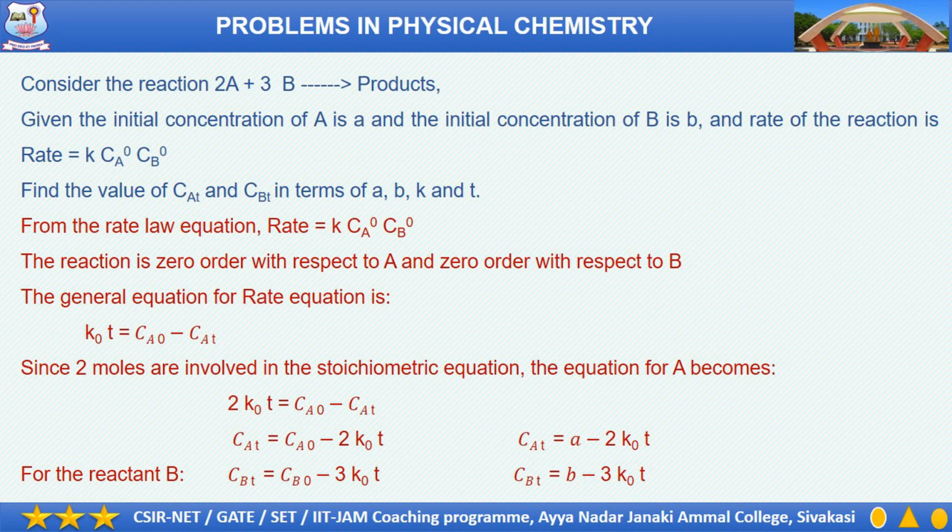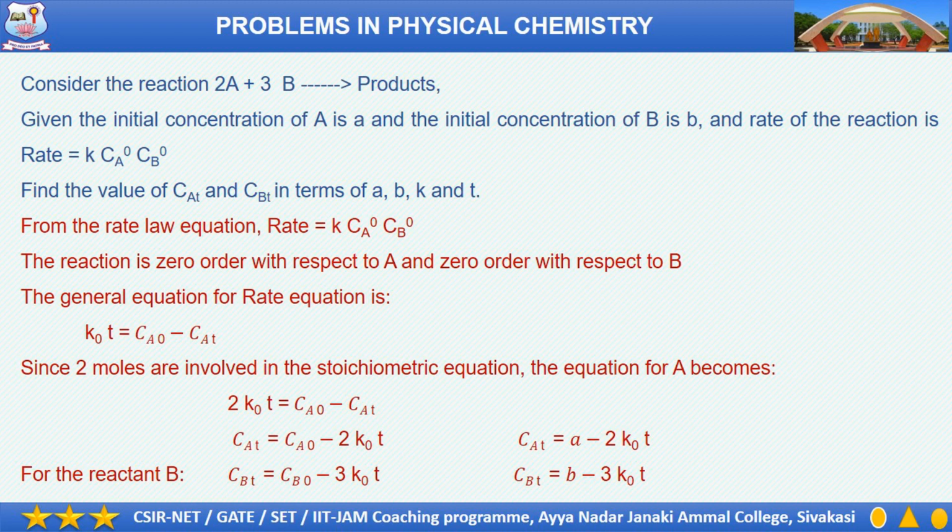B is also a zero order reaction. You can tell me immediately what is the concentration of B left after time t. It is equal to concentration of B naught minus what is the equation? 3 K naught t. And the next type of problem we are going to see in this one.